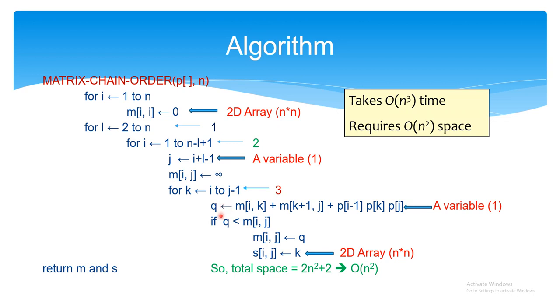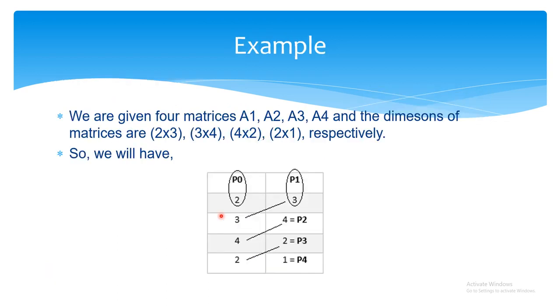So again we are going to revisit this particular algorithm, but before that I would like to give you one example so that you will have a better idea. Let us consider the case where we have four matrices: A1, A2, A3, A4. A1 has dimension 2 cross 3, A2 has dimension 3 cross 4, A3 has dimension 4 cross 2, and A4 has dimension 2 cross 1.